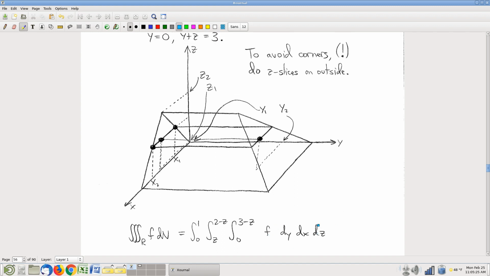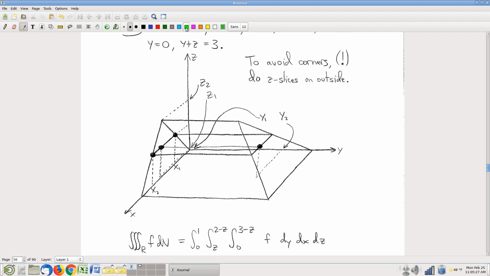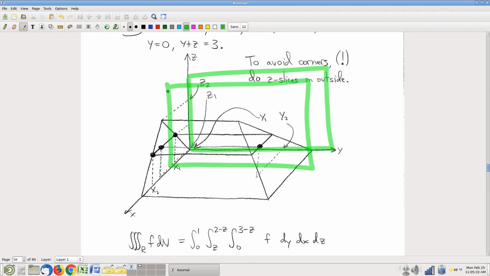What if I did my X slicing first? Here's what X slices look like. You can see this coming, but I'm going to hit that corner. In fact, I'm going to hit this entire big corner, namely edge. And if you slice through that corner, then we know bad things happen when you slice through corners.